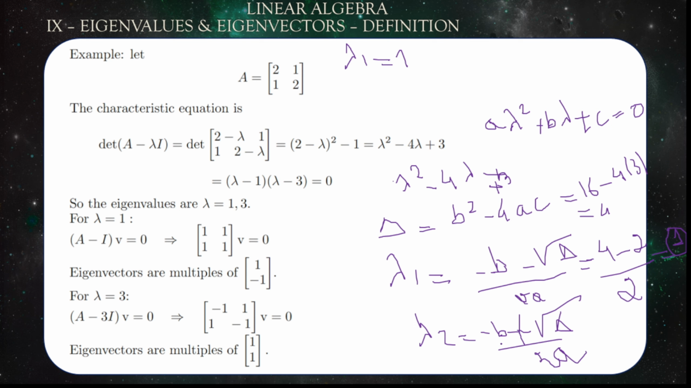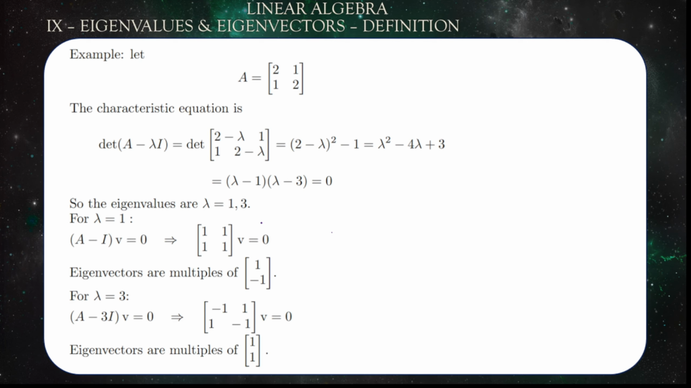Then lambda 2 is equal to minus b plus square root of delta divided by 2a, so 4 plus 2 divided by 2, which is 6 divided by 2, or 3. Okay, let me write it here. So lambda 2 is equal to 3. This is how we've gotten the eigenvalues, which are the solution for this equation as we place it equal to 0, that is, A minus lambda I equals 0. This is how we're getting the eigenvalues.